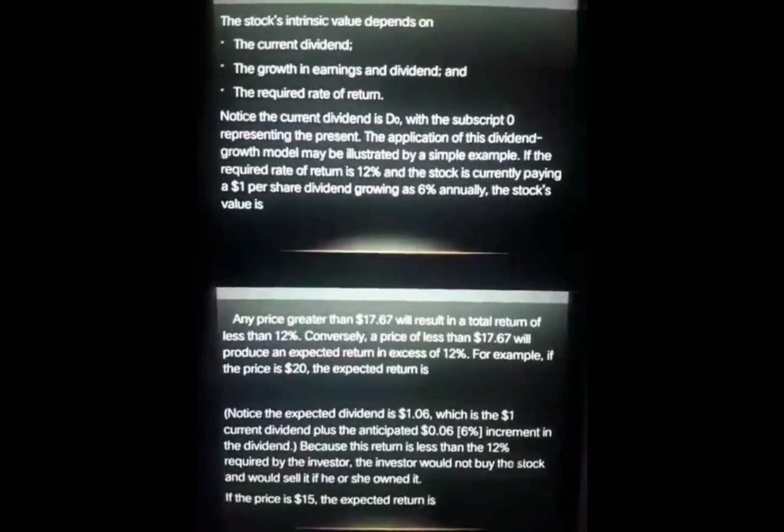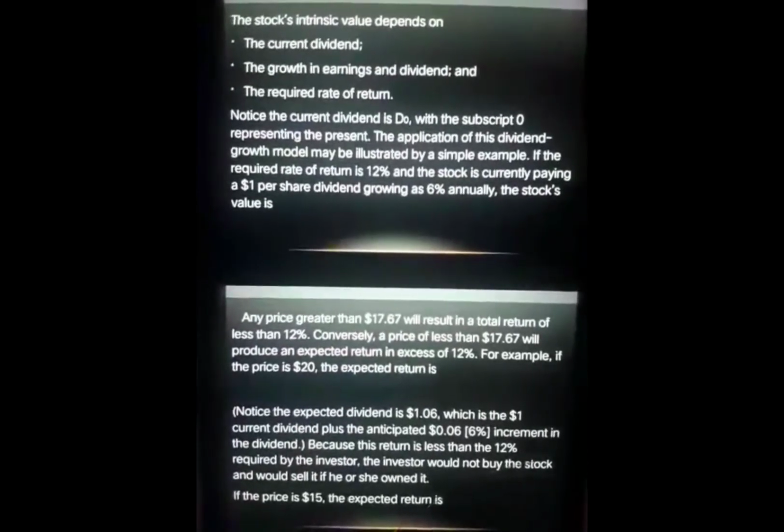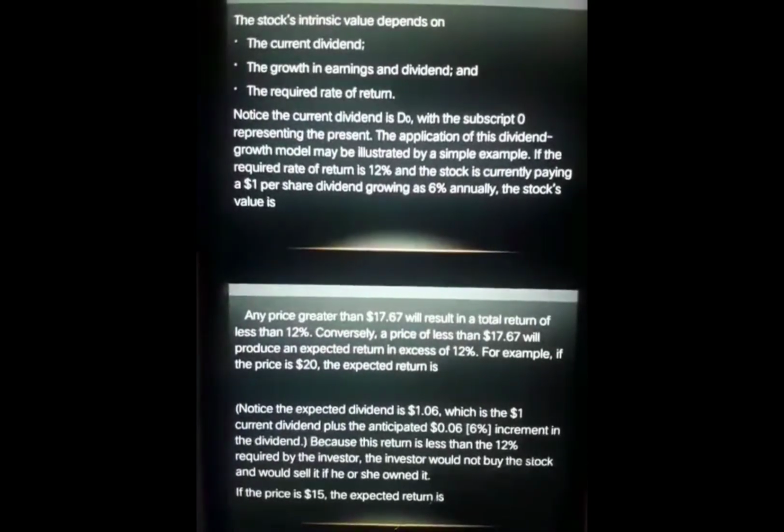So next is the growth in earnings and dividend, and the third is the required rate of return.